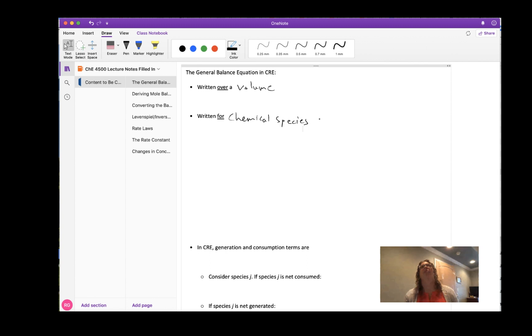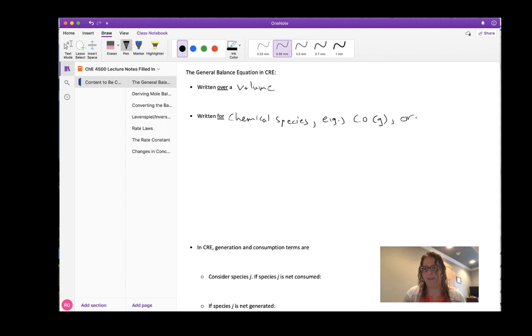If we go back to the carbon monoxide oxidation reaction, for example, we might write a balance over carbon monoxide gas. A lot of times in this class, we don't actually talk about actual compounds. We use symbolic compounds. For example, we'll look at a lot of reactions in the form A plus B goes to C. So in this case, we might say our chemical species is species A. In fact, a lot of the balances that we write in this class are going to be on species A.